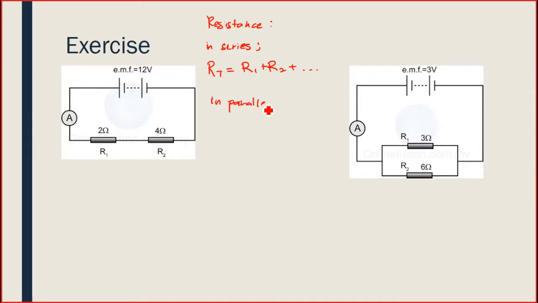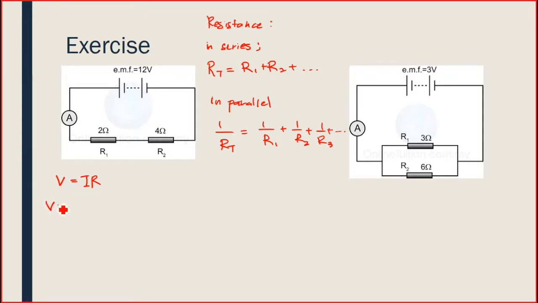In parallel, however, 1 over R total is equal to 1 over R1 plus 1 over R2 plus 1 over R3 plus and so on. So one is series, one is parallel. Now for this question, you have the voltage, you have the resistance, and you want to find the current. How do we find the current here? We need to use Ohm's law: V is equal to IR. The V is the total voltage, which is 12 volt.